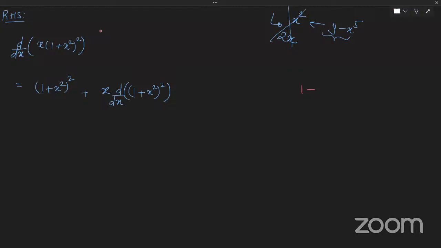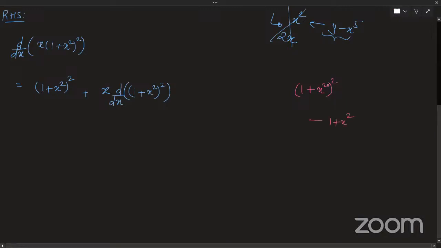(1 plus x square) whole square. Which function is inside which function? 1 plus x square is inserted inside x square. Great. You approach from the outermost side, you meet x square, you differentiate it, you get 2x. What will be the first term that you write over here? 2 into (1 plus x square).